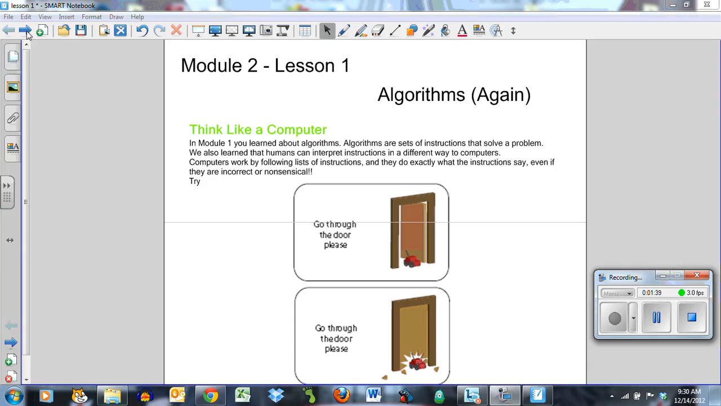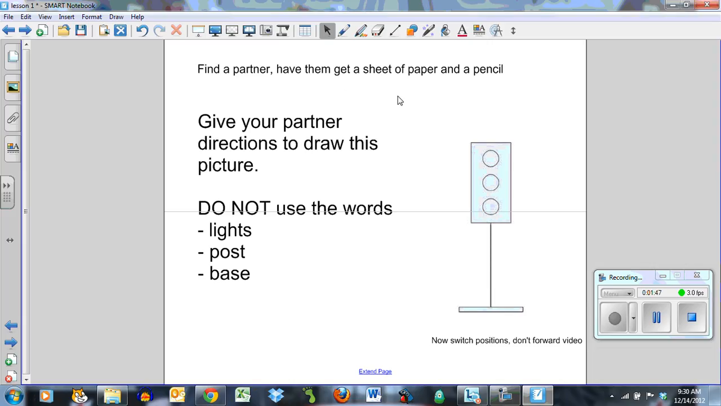And now that you're back, remember to not show them the screen because I'm going to show you a picture right away. So have them look away from the screen. And now that you've got your partner and a sheet of paper and a pencil, I would like you to give your partner the directions to draw this picture right here. Don't show them this picture, and you're not allowed to use the words lights, post, or base. Those are the three words that you're not allowed to use. Okay, so go ahead and give your partner the directions to draw this picture. Put the video on pause now and I'll wait for you.